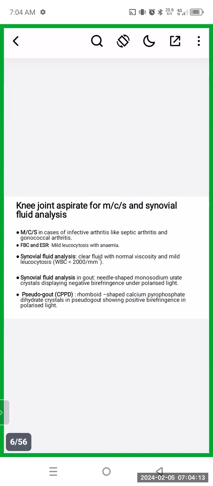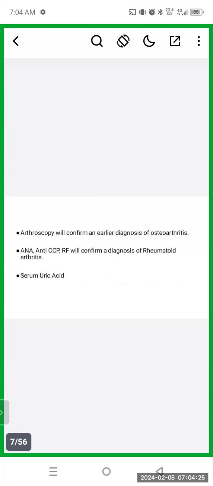under polarized light. Pseudogout will demonstrate rhomboid-shaped calcium pyrophosphate dihydrate crystals, which show positive birefringence in polarized light. Also, we can go ahead and do arthroscopy, which will confirm the diagnosis of OA. For rheumatoid arthritis, especially the palindromic, we can do serum analysis for ANA, anti-CCP and rheumatoid factor. And uric acid is very important, especially in the case of gout. So the final diagnosis is left knee osteoarthritis based on the risk factors we have highlighted earlier on.